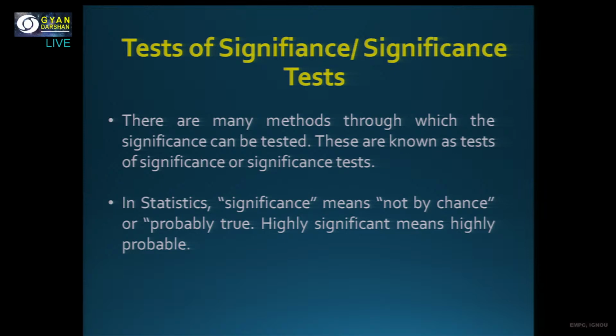Highly significant means highly probable. As I said, we have an example like: there exists no significant effect of stress on academic achievement. There exists no significant relationship between stress and academic achievement. If this is the null hypothesis, then after conducting the research, collecting data and doing the statistical test, we will see whether it can be rejected or not rejected.